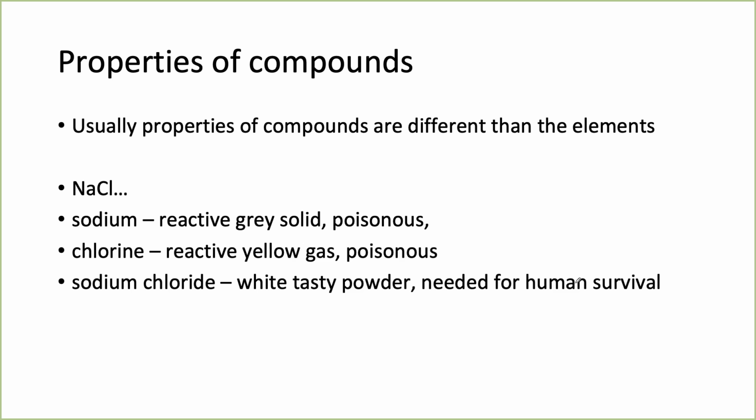When you put sodium and chlorine together, it actually burns, it produces heat, and you end up with this white powder called sodium chloride, or table salt. It's a nice white tasty powder. People use it on food, and it's needed for human survival. So this is the point: the properties of the compounds are largely different from the elements, and this is important.